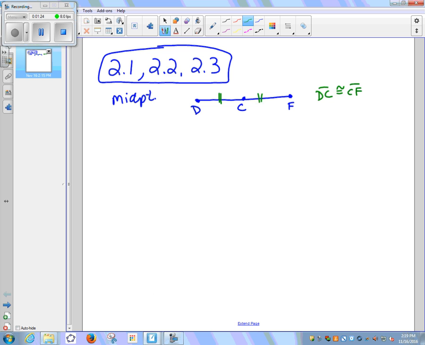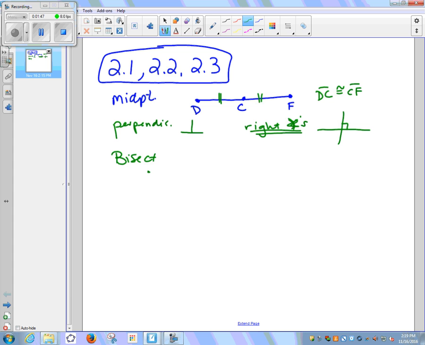All right, perpendicular. The symbol is this, and it means intersects to form right angles. I'm not going to write everything out here, but right angles, so you should mark an angle congruent as a right angle. The next one is bisect. That means you're cutting something exactly in half.